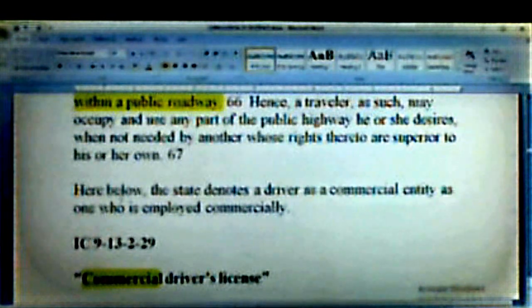Here below, the state denotes a driver's license as a commercial entity, as one who is employed commercially, right? This is a law that requires you to have a driver's license. IC 9-13-2-29. What's it say? Commercial driver's license. And here we go. It says Section 29, commercial driver's license, has the meaning set forth in 49 CFR 383.5. Now, isn't it interesting, folks? This is federal law right here that they're citing.